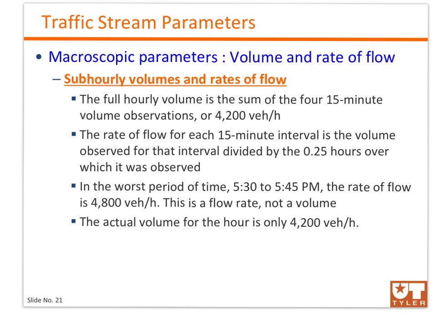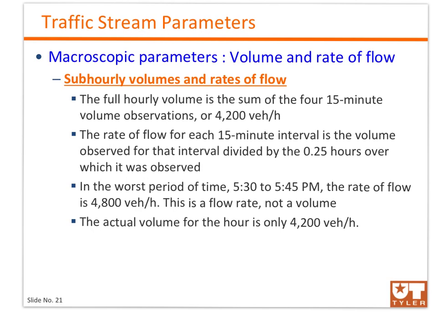So I think this slide here summarizes what we already talked about. In summary, the full hourly volume and the sum of the 15 minutes were about 4200 vehicles per hour. The rate of flow for each 15 minute interval is the volume observed for that interval divided by 0.25 hours. Why? Because 0.25 is 1/4 of an hour, or as I said, we multiply the flow in 15 minutes times 4, and that will give us an estimate of the flow rate for the entire hour.